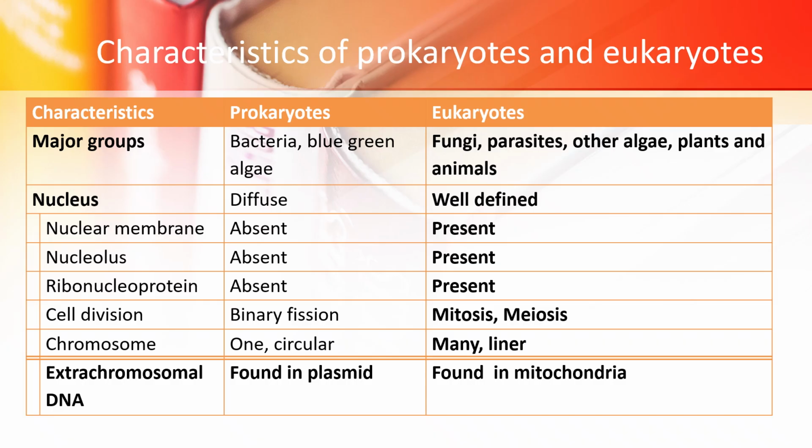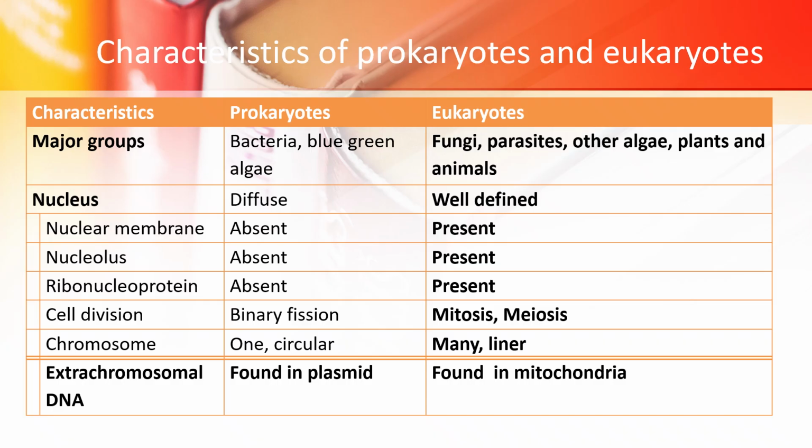Coming to the nucleus, prokaryotes have a diffuse nucleus, eukaryotes have a well-defined nucleus. Coming to nuclear membrane, in prokaryotes the nuclear membrane is absent. In eukaryotes, the nuclear membrane is present. Nucleolus and ribonucleoprotein are absent in prokaryotes, which are present in eukaryotes. Cell division occurs in prokaryotes through binary fission. In eukaryotes, mitosis and meiosis.